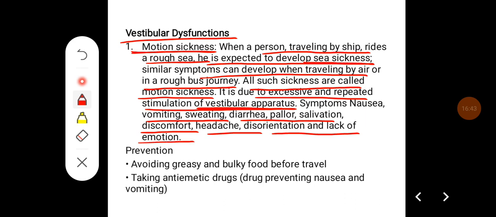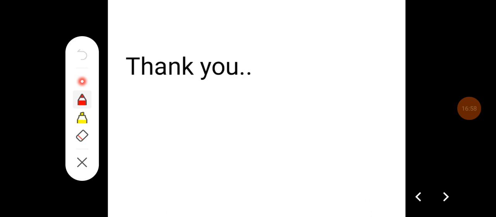So how to prevent this? It is prevented by avoiding greasy and bulky food before the travel and taking antiemetics, that is a drug which prevents nausea and vomiting. So this is in brief about the vestibular apparatus.